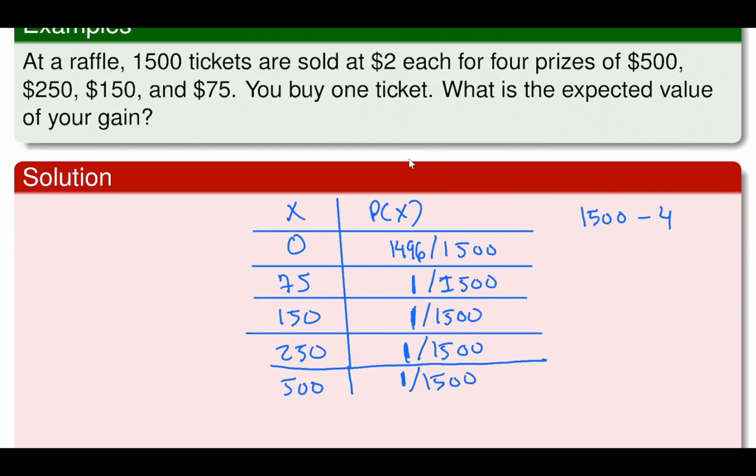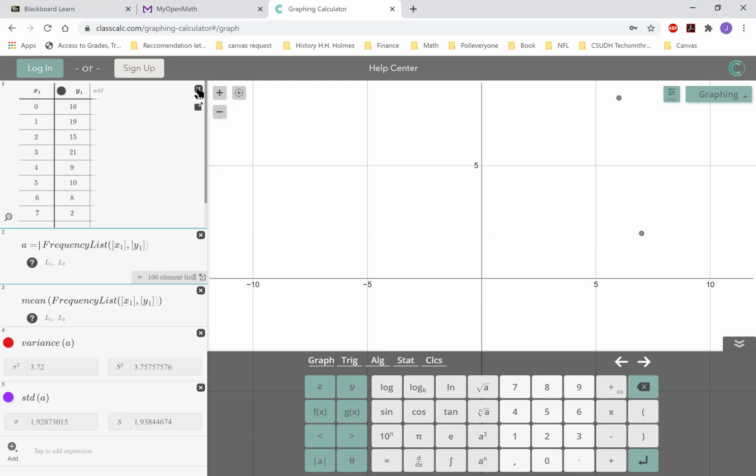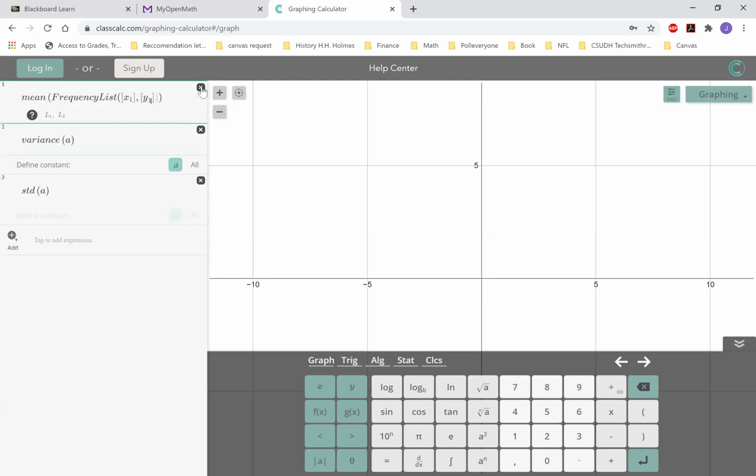All right, so we're going to go to Class Calc and just let the calculator, or Class Calc, do the work for us. So let's share Class Calc. Share. All right, so let's erase. All right, so we're going to do a table.